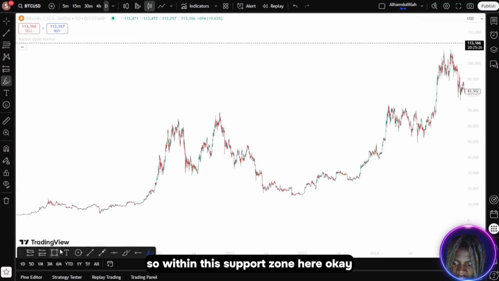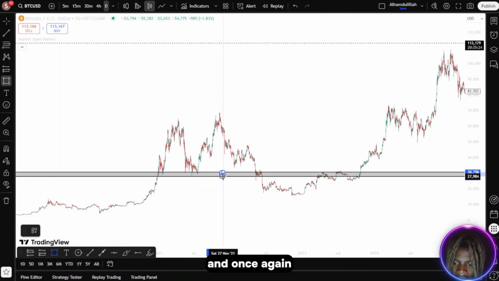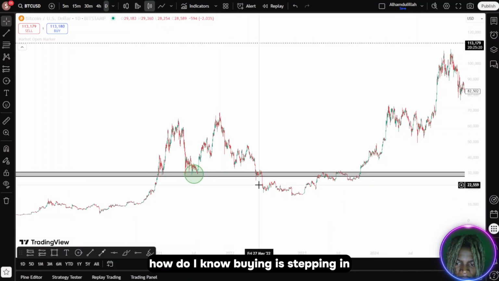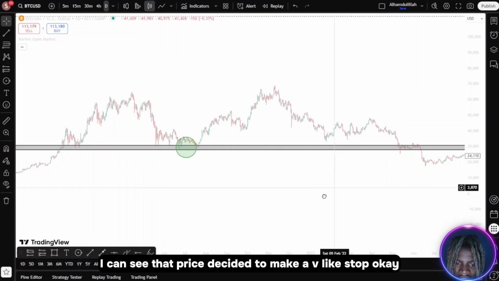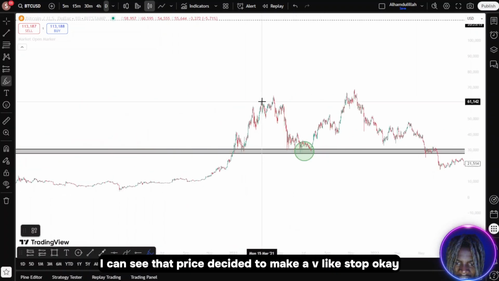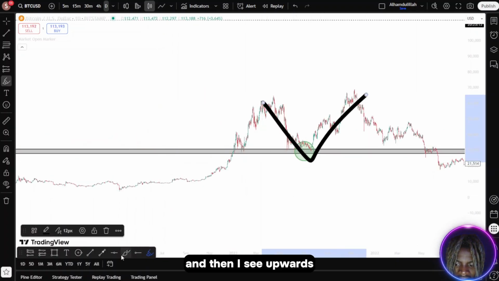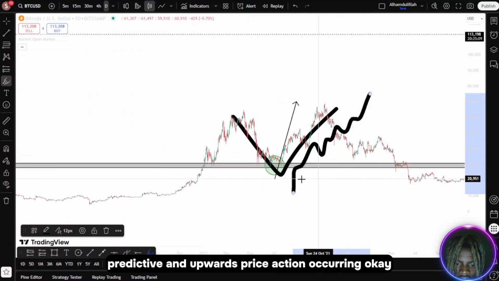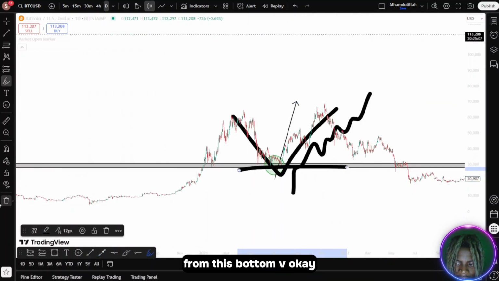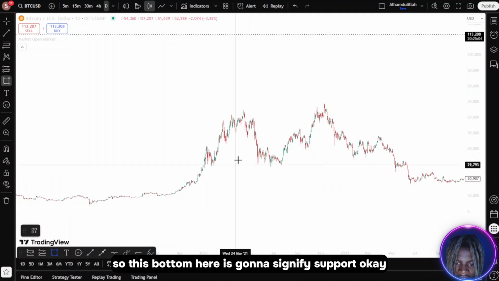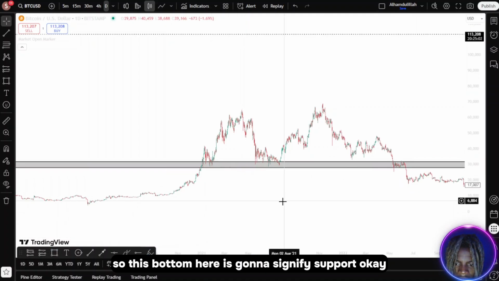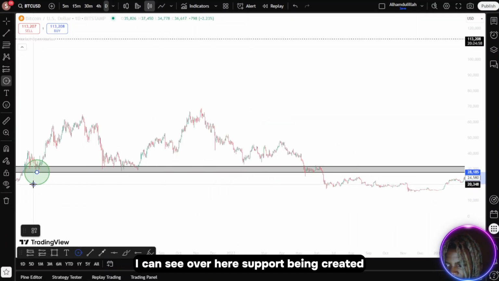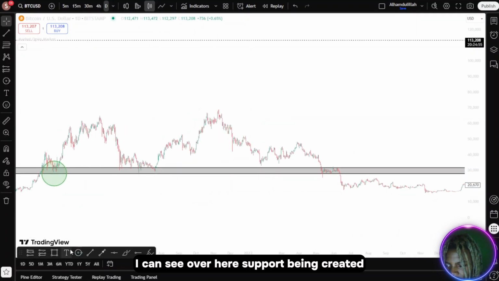Within this support zone here, and once again, this is a support zone because buying is stepping in. How do I know buying is stepping in? I can see that price made a V-like stop, and then I see an upwards trajectory and upwards price action occurring from this bottom V. So this bottom here is going to signify support. You see multiple instances here. I can see over here support being created, I can see over here support being created.